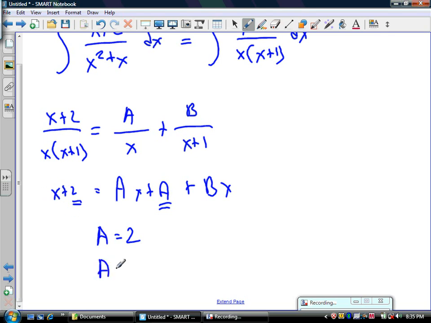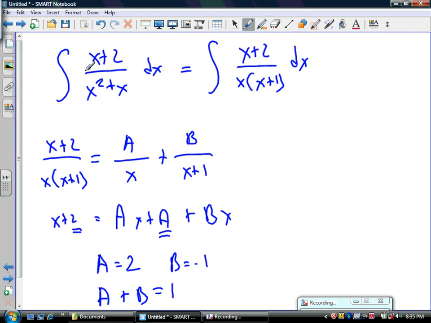So what does that tell me about a and b? A plus b equals 1. If a is 2, I know that a is 2 already, right? If a is 2, what's b? Negative 1. So a is 2 and b is negative 1. We okay? Okay, so now what that lets me do is rewrite this way, where a is 2 and b is negative 1. All right, so let's do that on the next page.